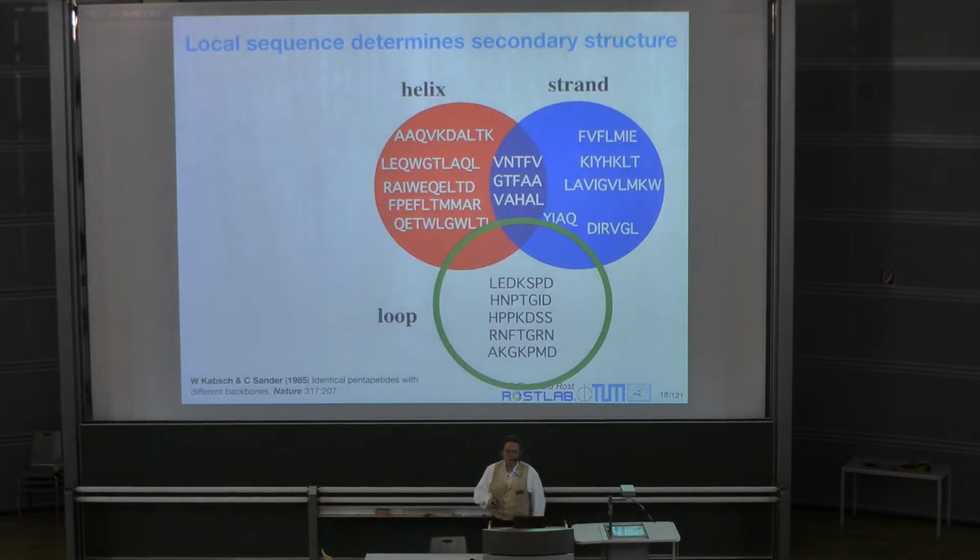Okay? Now, local sequence determines secondary structure. Here is an old paper from 30 years ago, in which Kabsch found out that some stretches are always observed in a helix, others always in a strand, and others in non-regular structure, or in other. Here again call it loop. We call it loop simply because that's easier to say. It's misleading. And you see here some peptides, pentapeptides, so 5 residues long, that are observed in strand and helix.